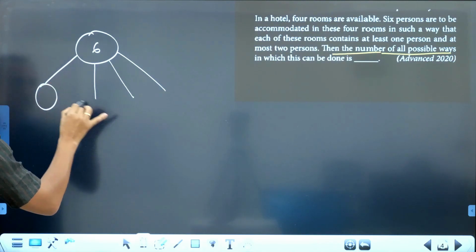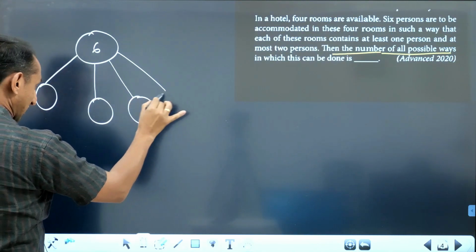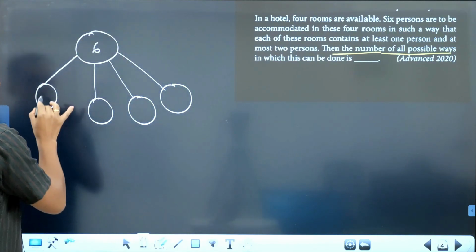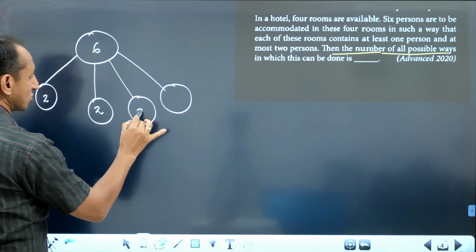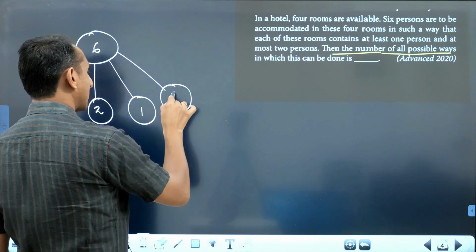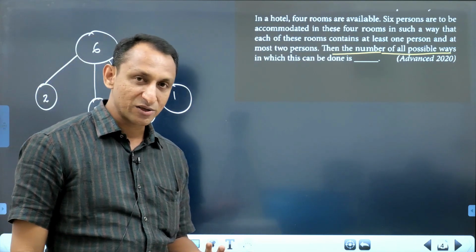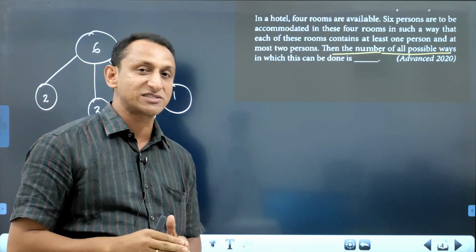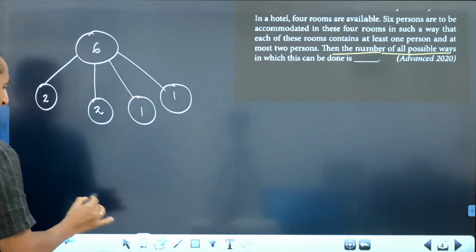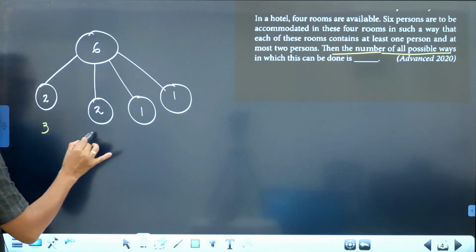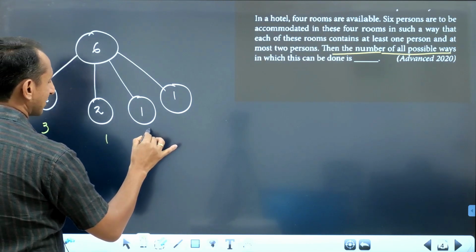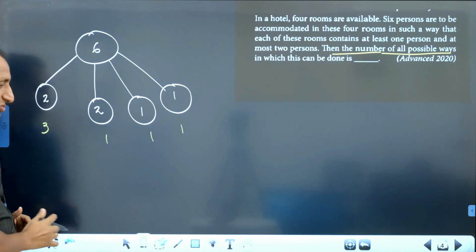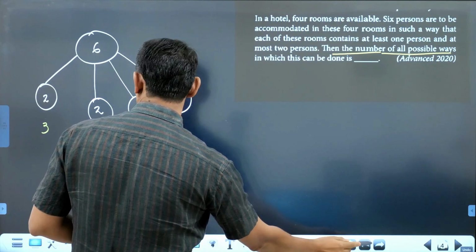6 persons can be divided into 4 groups: 2, 2, 1, 1. Is there another way? No. Each group contains at most 2 and at least 1. If I write 3, 1, 1, 1, it is not allowed. Why? The maximum is 2. So this is the only case.